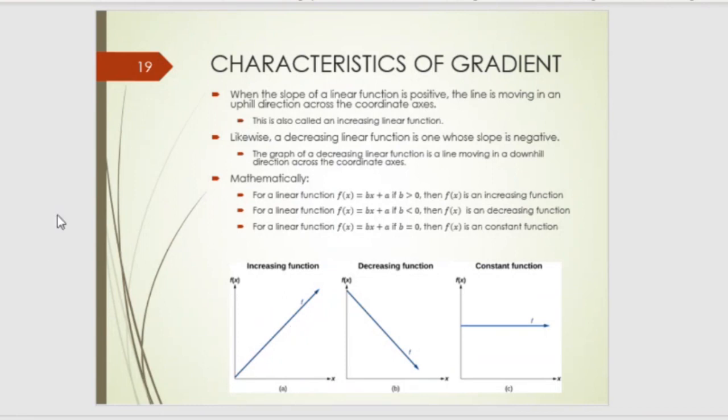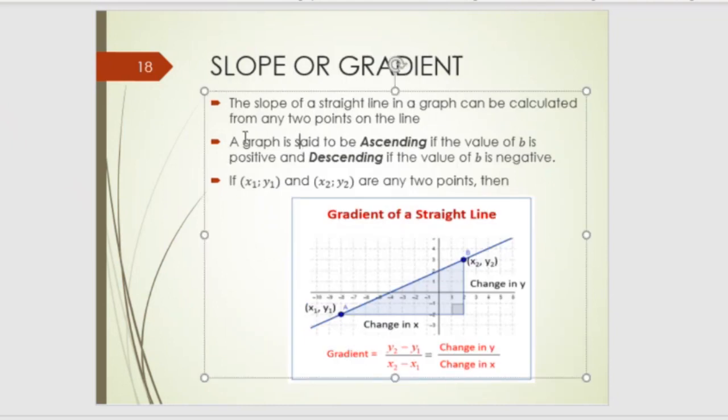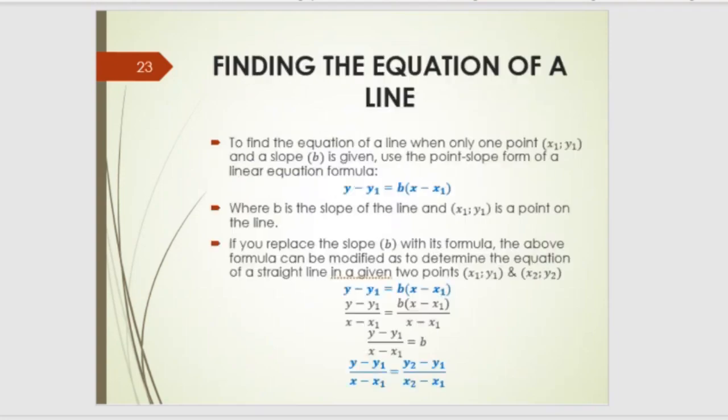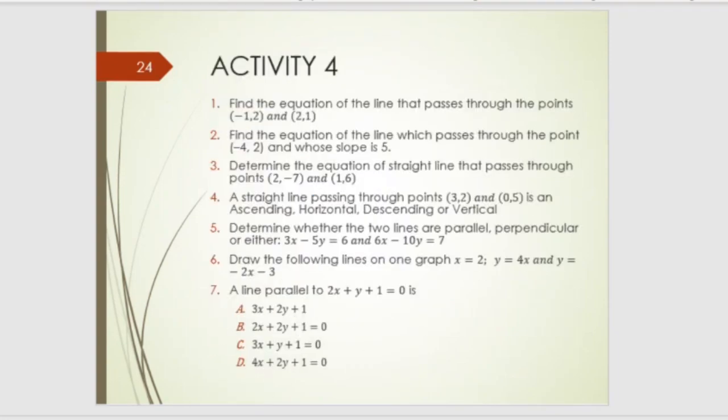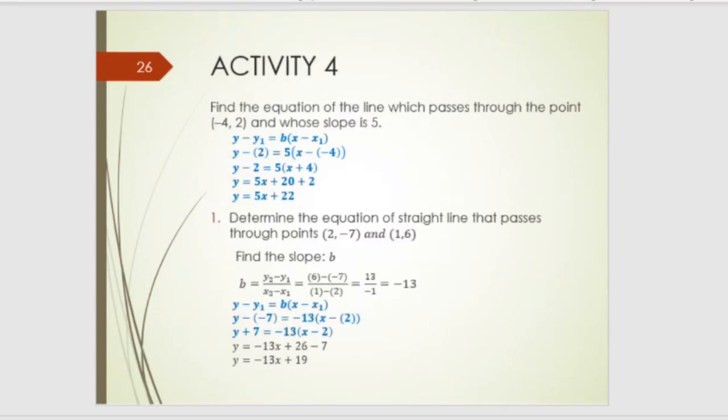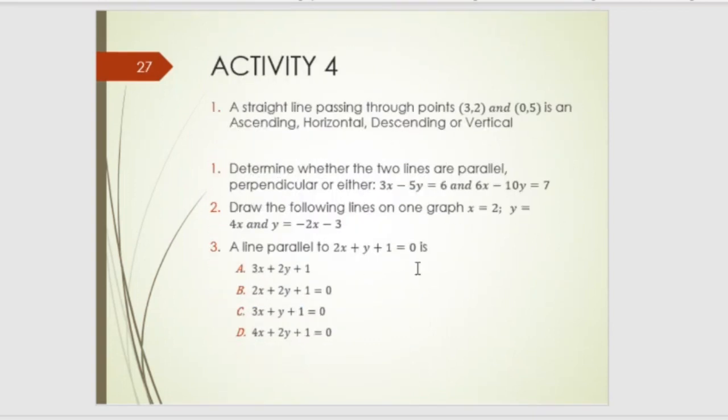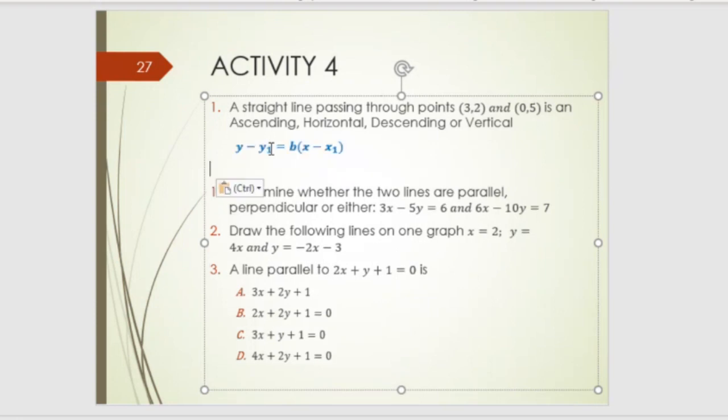But in our case, we are given the points. Let me go to this other slide. Can you see here where it says a graph is said to be ascending if the value of b is positive, and descending if the value of b is negative? What is this b? It's the slope. So you are able to respond to this question without doing a lot, by just calculating the slope between these two points, and then we get the answer.